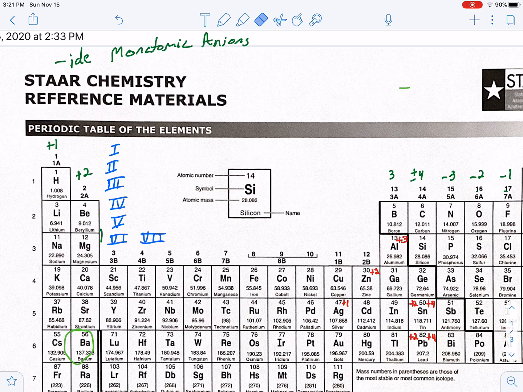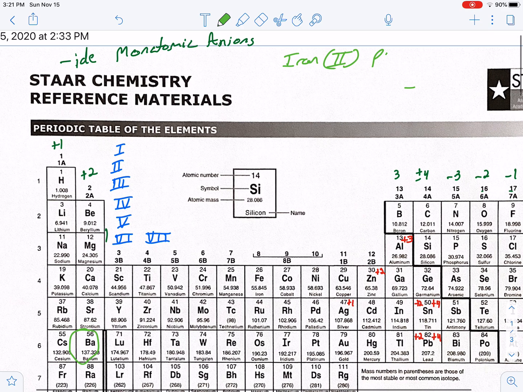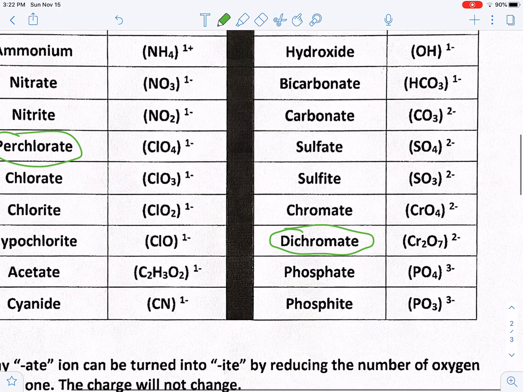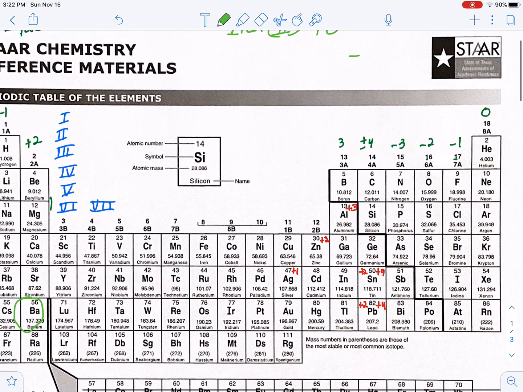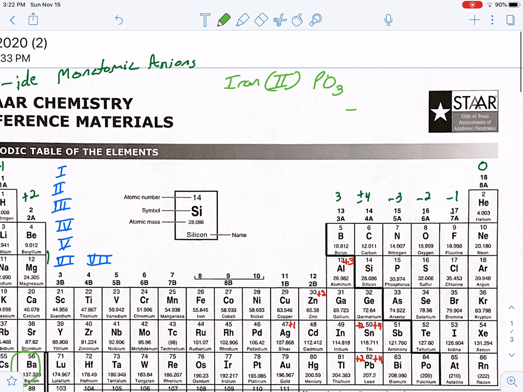Okay, let's try another one. So iron 2 phosphite. So I'm going to do iron 2 phosphite. So we need to look up, just to make sure everyone's on the same list. Phosphite's right here, which is PO3 with a -3 charge. So PO3 with a -3 charge. Oops, my name went somewhere. So iron 2 phosphite. Okay, and we determined it was PO3 with a -3 charge.